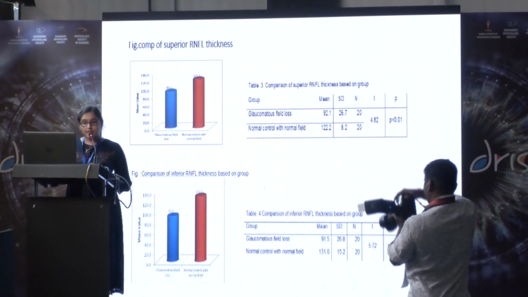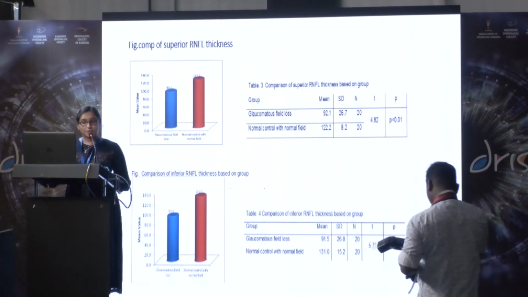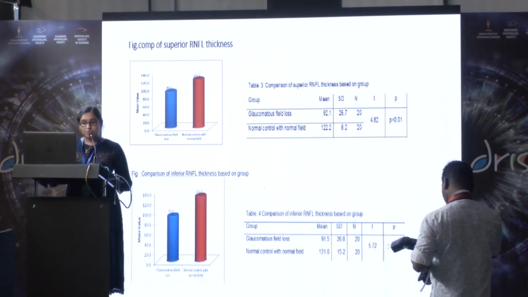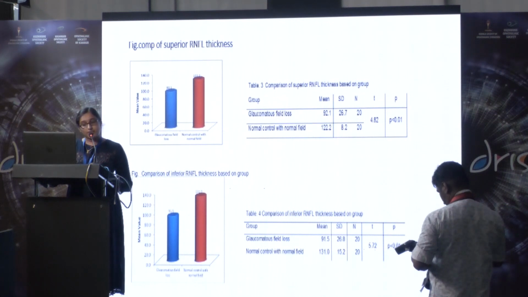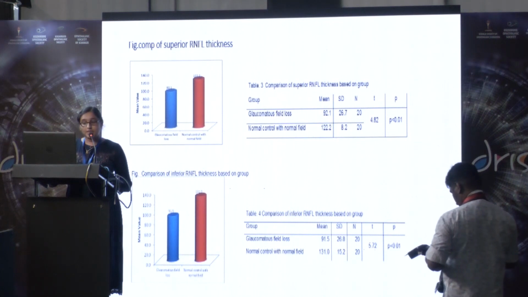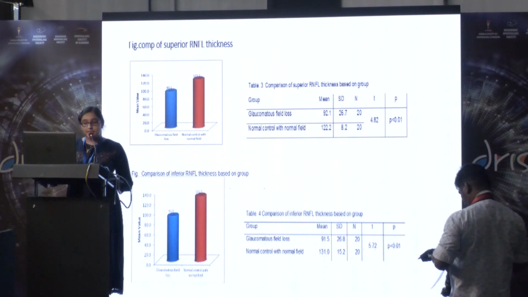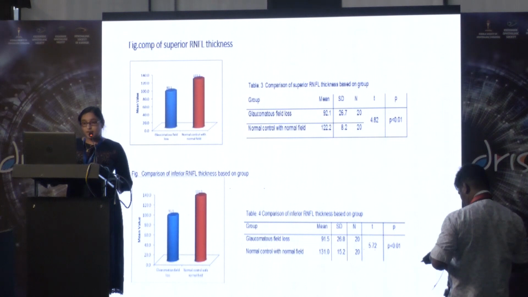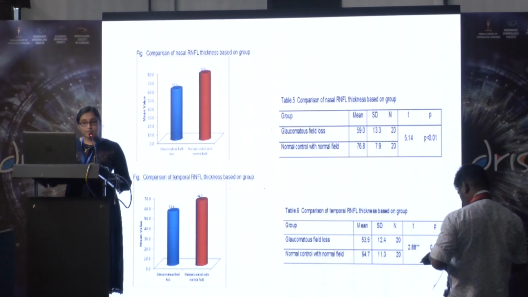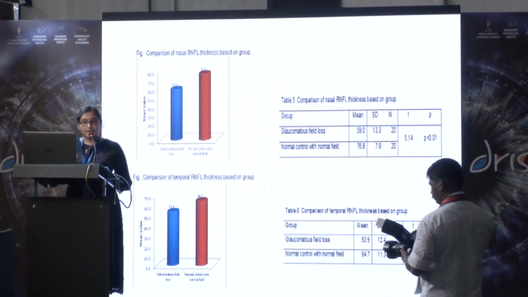On comparing superior RNFL thickness, it is found to be high in normal control, that is 122.2. In glaucomatous subjects, it is found to be 92.1. On comparing the inferior RNFL thickness, it is also found to be high in normal control, that is 131. In glaucomatous field loss patients, it is found to be 91.5. A similar trend was also observed on comparing nasal and temporal RNFL thickness.